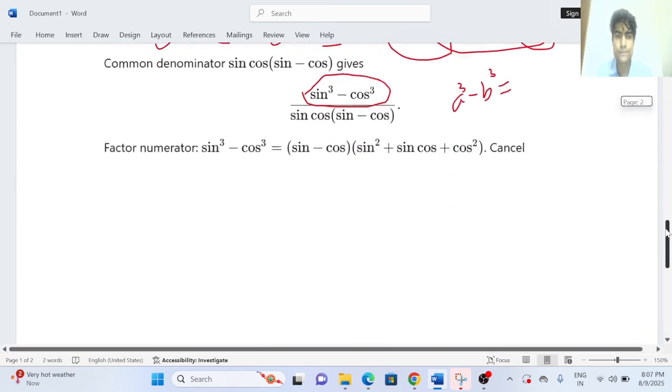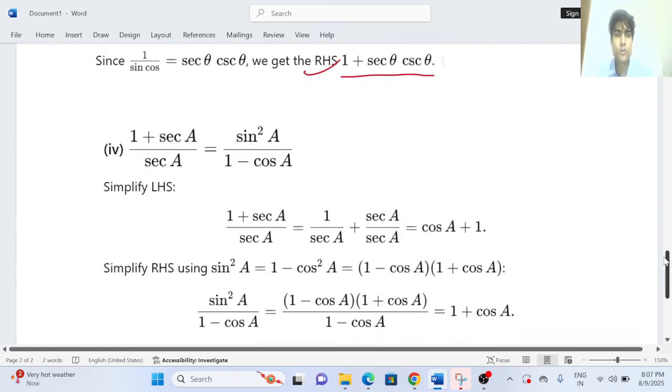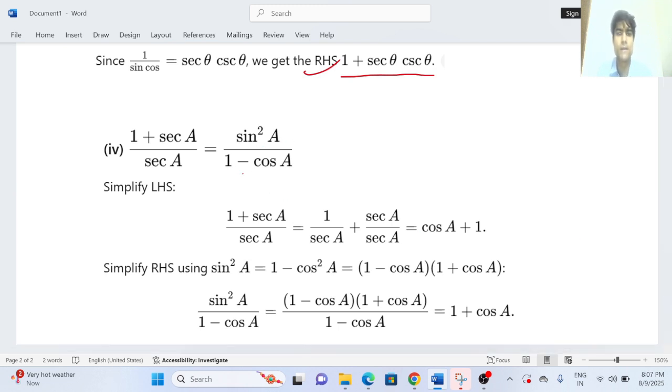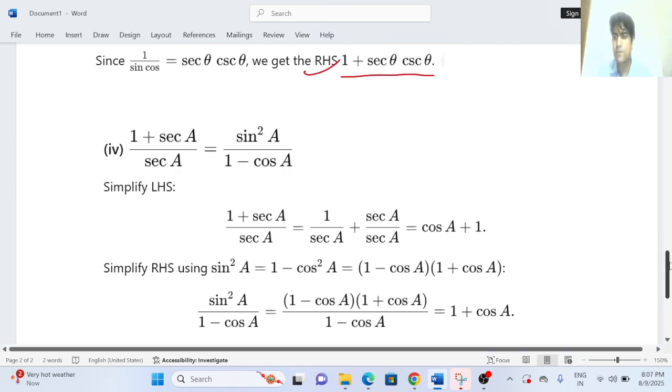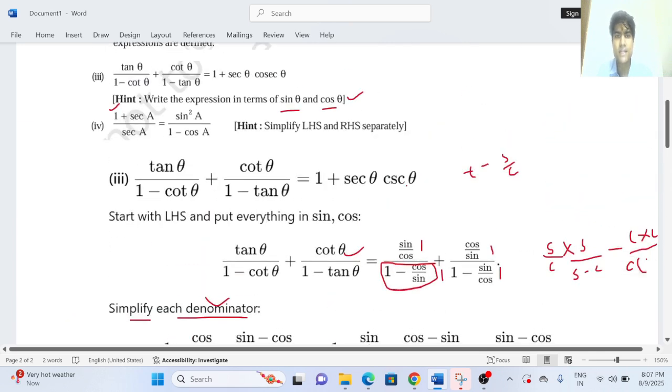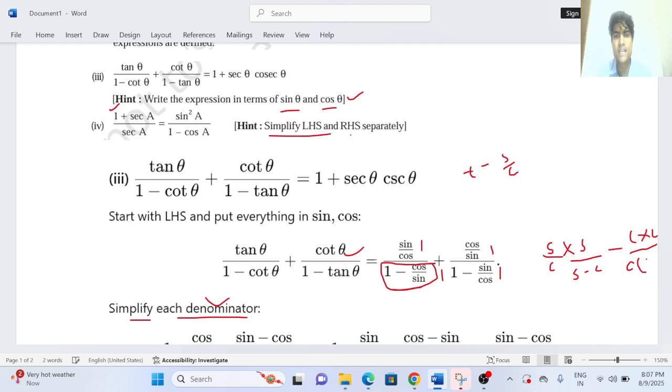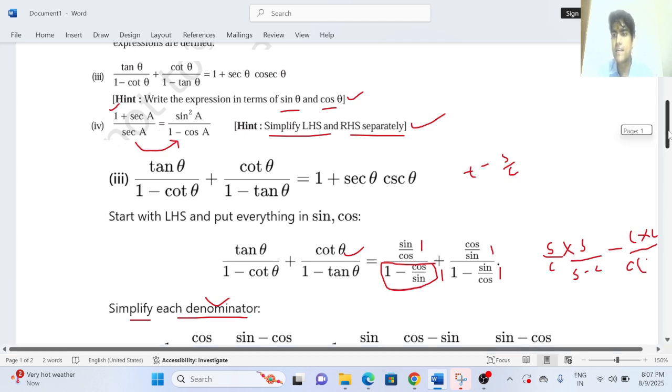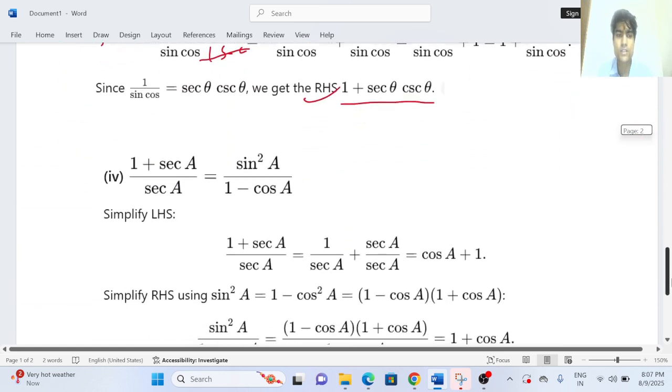In the fourth part, we are given 1 plus sec a by sec a is equivalent to sine square a by 1 minus cos a. It is like the question is providing us a hint. We have to simplify the LHS and RHS separately. We could solve this question in another manner as well, but the question is hinting that we solve them separately. For the RHS we have to reach somewhere, and for the left hand side we have to reach somewhere, and both should be equal. So let's see how we move further with this question.